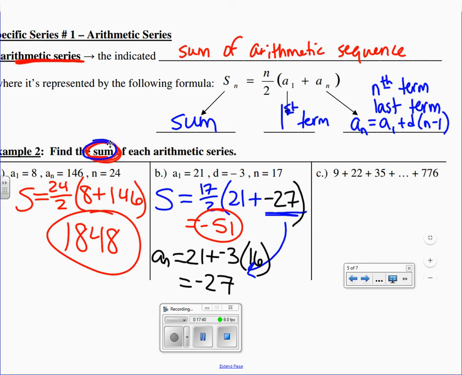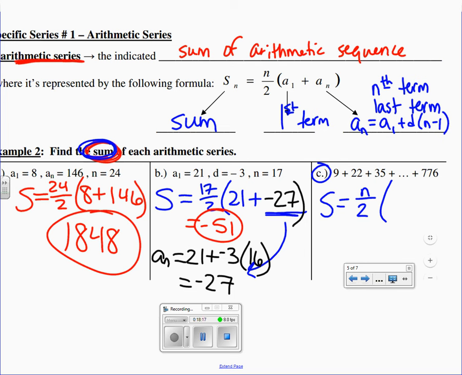Okay. C, we're still trying to find the sum, so we're going to do the sum formula. Trayvon, do we know what N is in this one? No, we don't. So I don't know what N is, I don't know how many terms I have. There's no subscript. So for now, I'm just going to put N over 2.